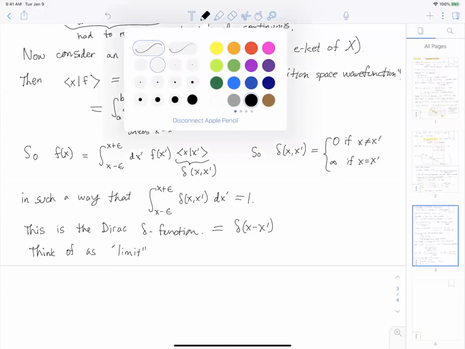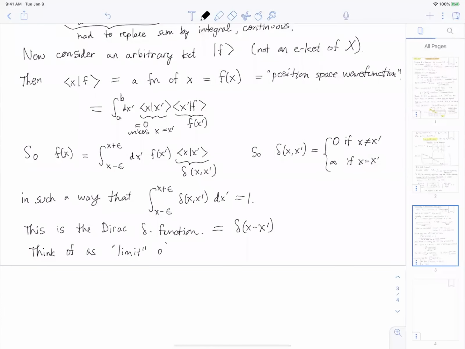Sure. So we think of this Dirac delta function as the limit of very narrow, sharply peaked functions. Now, that limit in a mathematical sense doesn't actually exist, but we're going to pretend it does because this is not a math class. So we're going to just think of it heuristically in the following way.